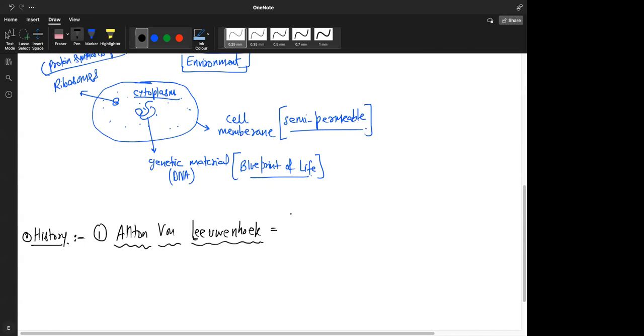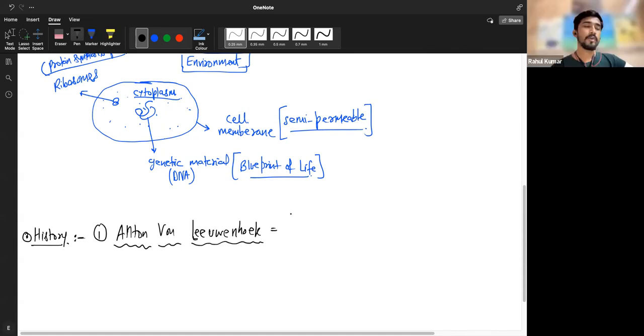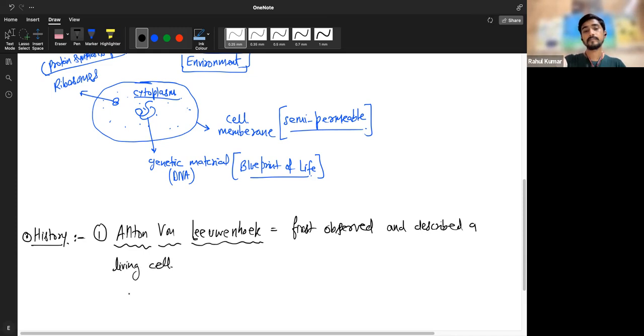Yes, clear. Yes, write down. Anton von Leeuwenhoek first observed. When I'm saying observed, he looked at it through the microscope. He first observed and described a living cell. So he discovered the cell.